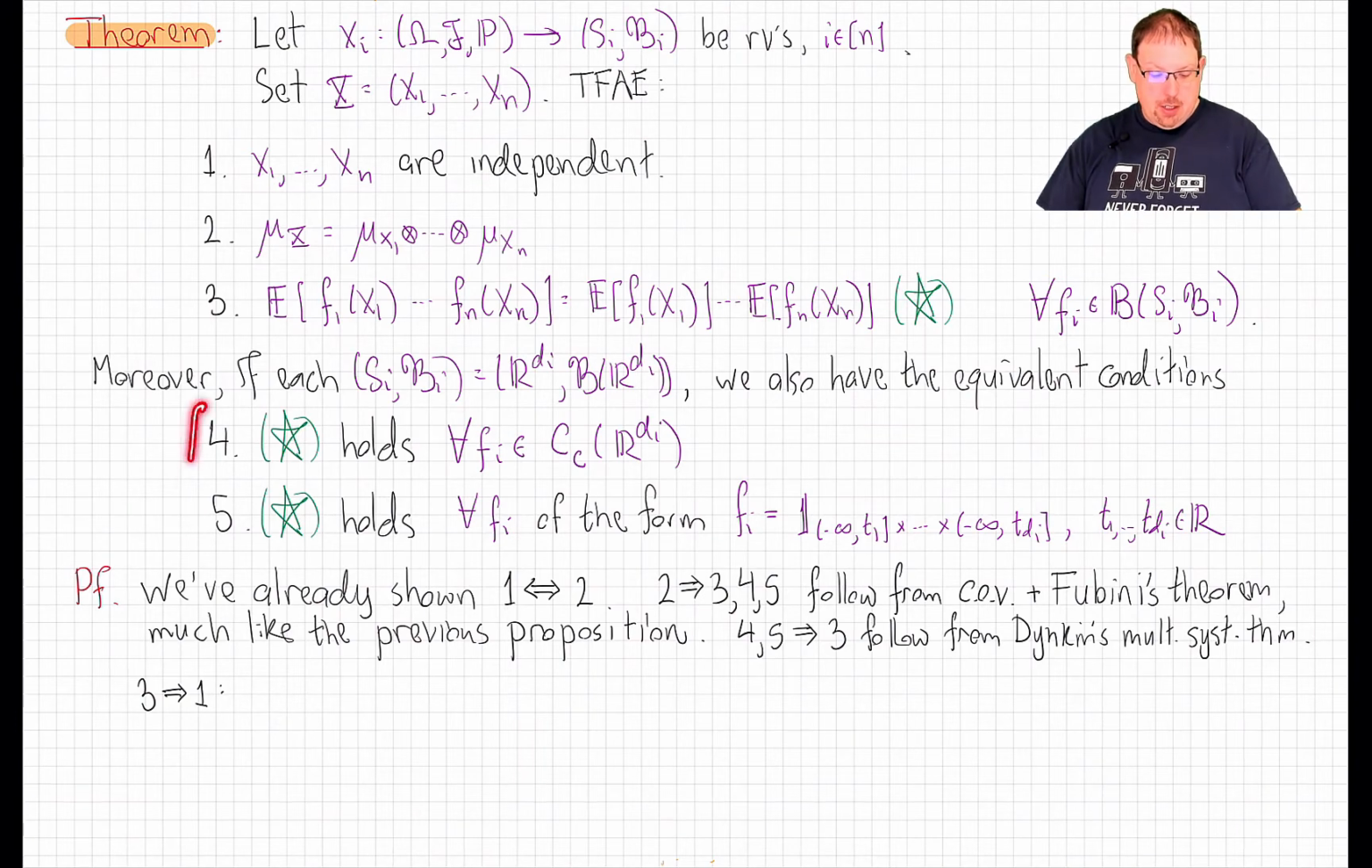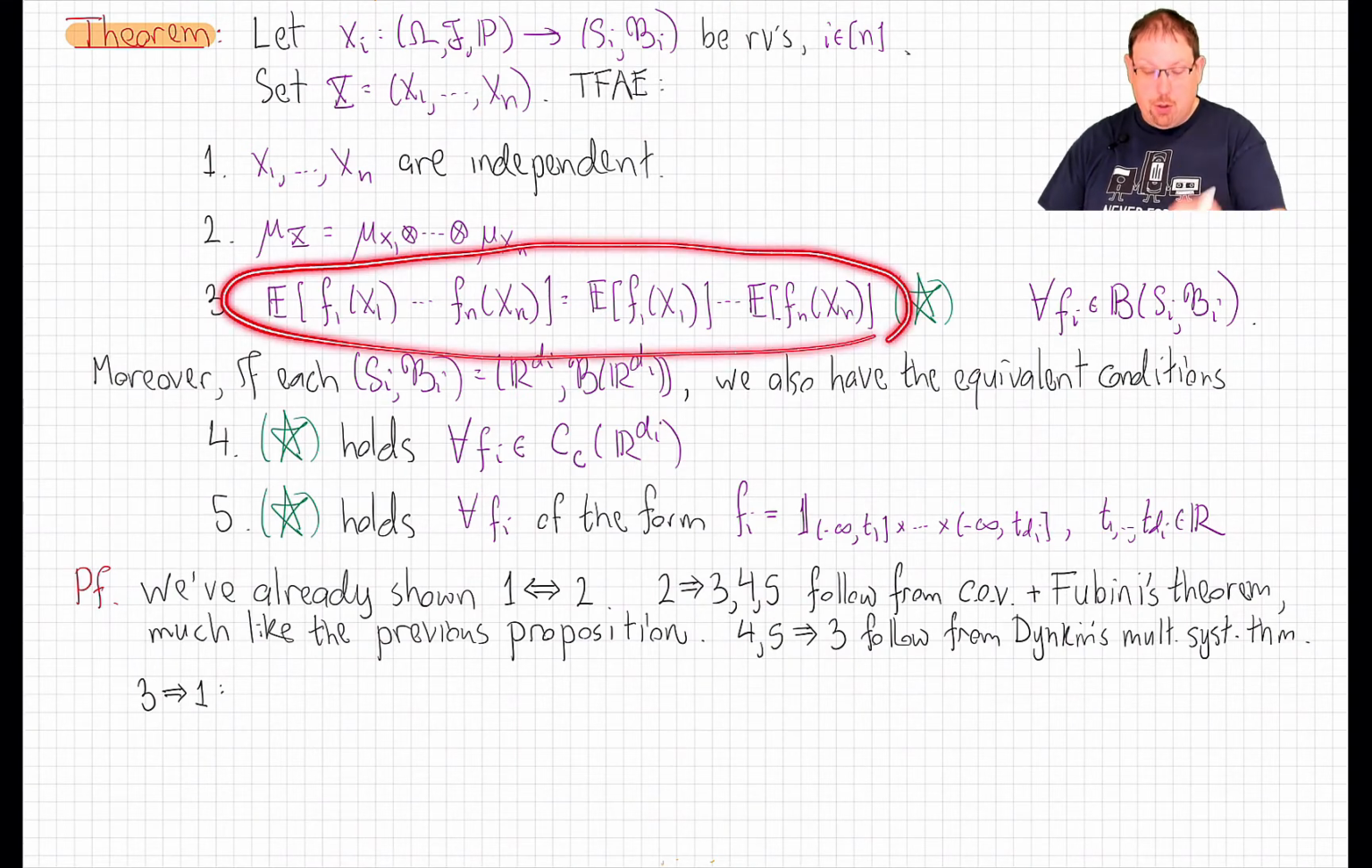Now, these conditions 4 and 5, which have smaller classes of test functions than the bounded measurable functions, each imply the more general one in the Euclidean setting where they make sense by the Dynkin multiplicative systems theorem. It's easy to verify that each of these forms a multiplicative system. In each case, we'll define a subspace of the bounded measurable functions to be the set of bounded measurable functions for which this condition holds.